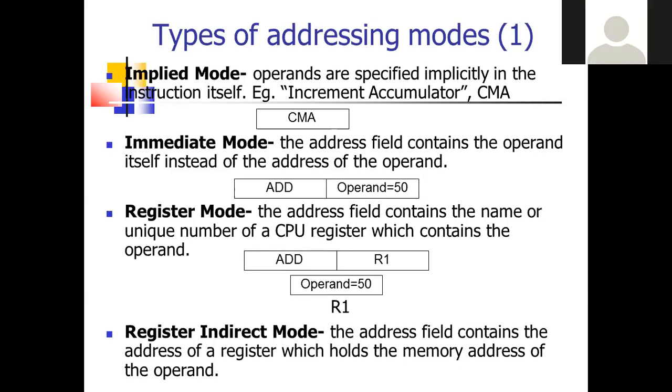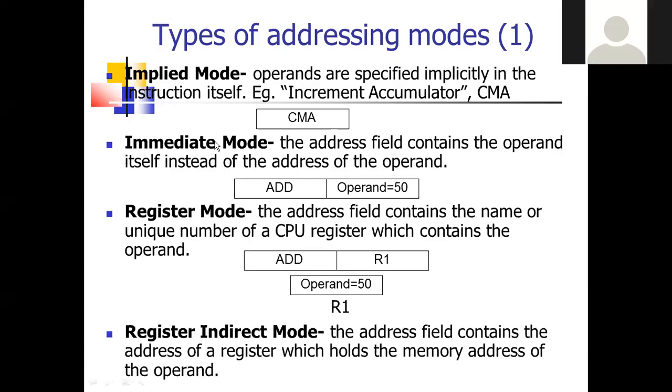The example of the implied mode is increment accumulator or CMA. CMA says complement accumulator. So as and when the name comes out, it is automatically implied that the accumulator will be operated on, and the operand is specified in the accumulator register. There is no need to bring the value of the operand from some location of the memory. So this is one example of the implied mode.